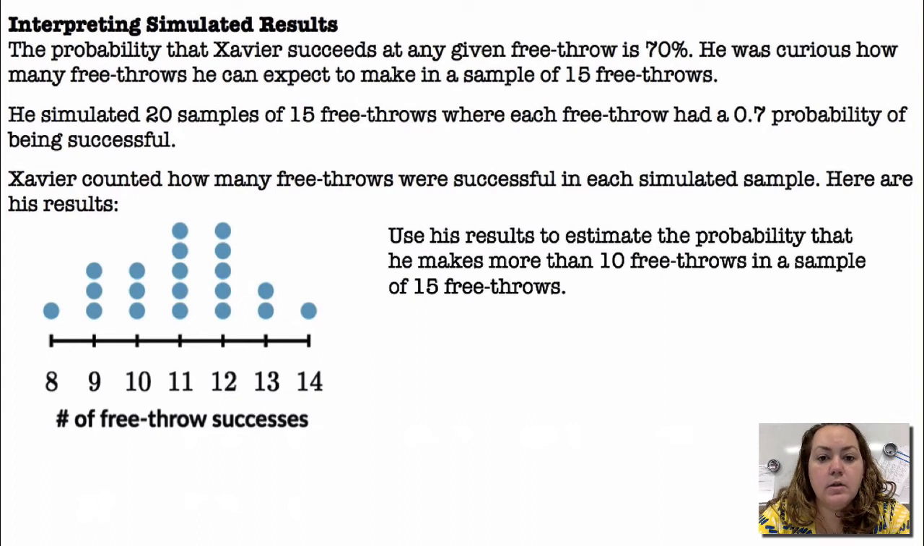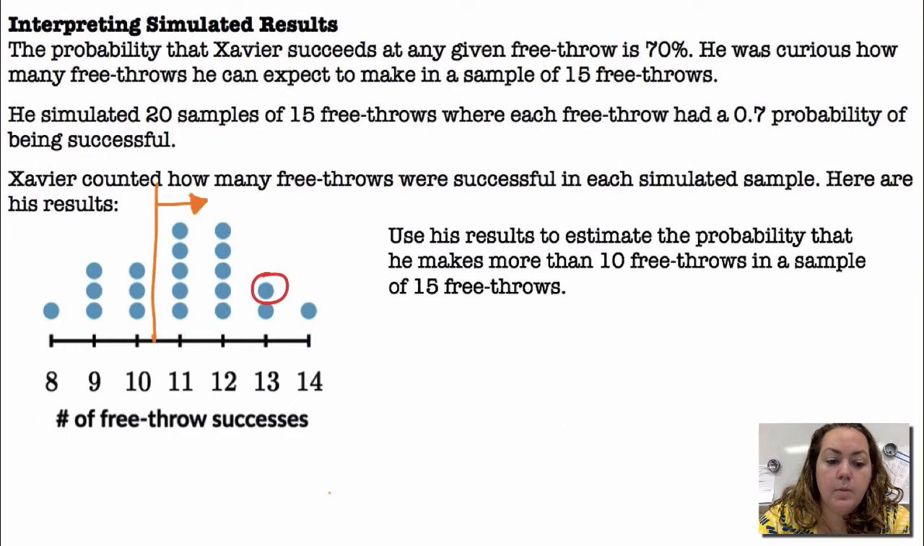Here are his results. So he shot 15 baskets. Some of them were makes, some of them were misses, and he did that 20 times. So there's 20 sets of 15, and we counted how many actually made it, how many were successes. So use his results to estimate the probability that he makes more than 10 free throws in a sample of 15 free throws. So more than 10 would be anything above 10.